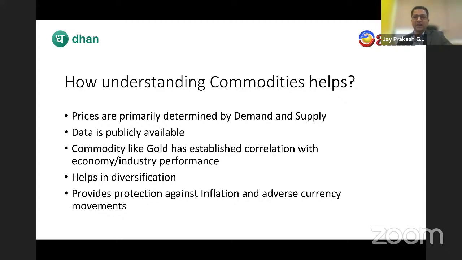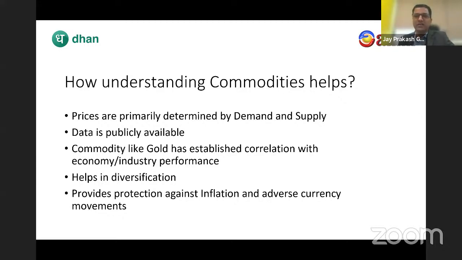Now, the next important point here is that a commodity like gold has an established correlation with economy and industry performance. When I say industry and economy performance, you need to understand that gold has a negative correlation with what is happening in the economy. We have heard it from our parents, that whenever there used to be a war-like situation, people used to rush and buy gold or buy silver.